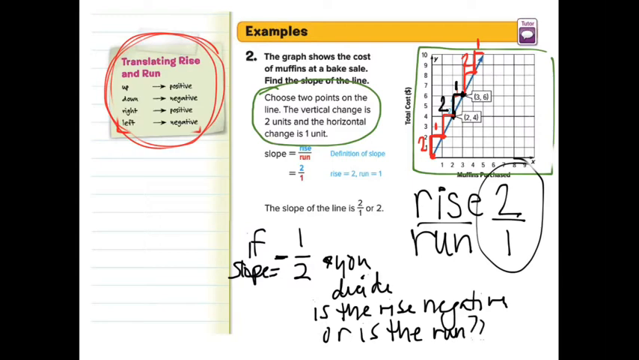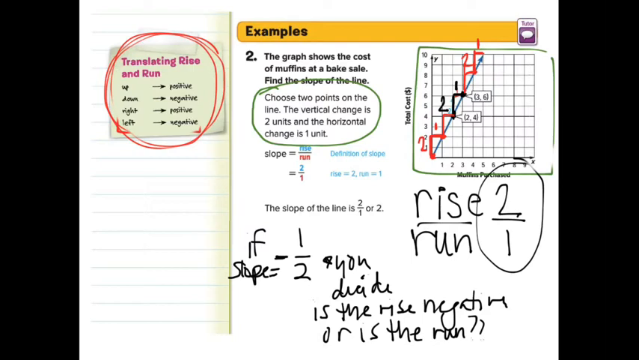Okay, only one of those numbers can be negative. They're not both negative. Either the rise is negative or the run is negative. If they were both negative, a negative divided by a negative is a positive. So if they're both negative, you're undoing itself. So if you have a negative slope, and we will see one in a minute, you have to decide, do you want the rise to be negative or the run?